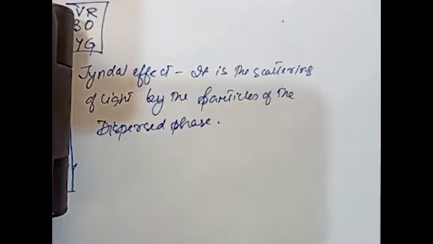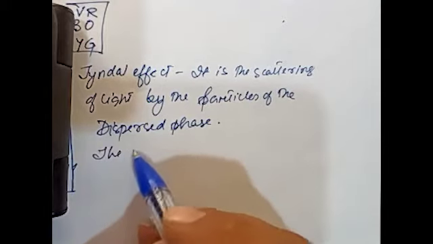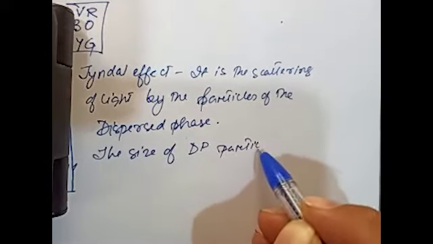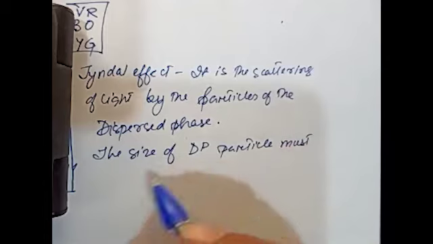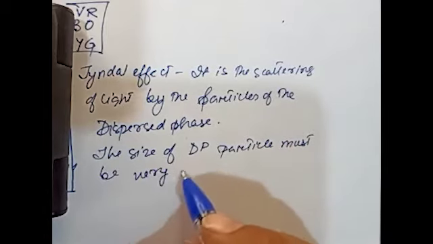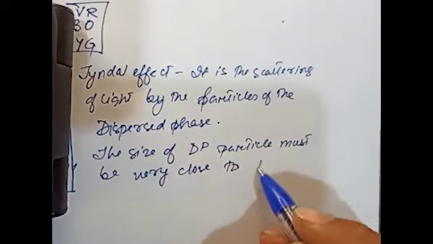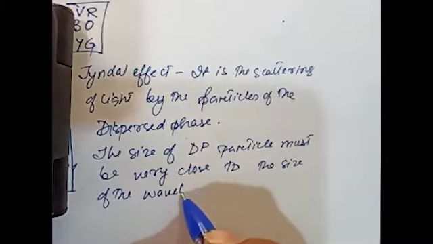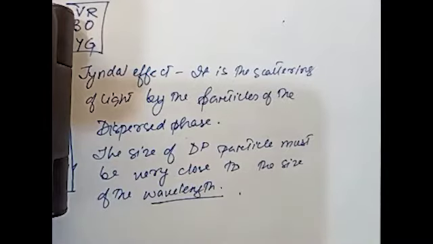And who will scatter? If the wavelength of the light and the particle diameter are of the same range, very similar, then only they can do it, otherwise not. The size of the dispersed phase particle must be very close to the size of the wavelength.